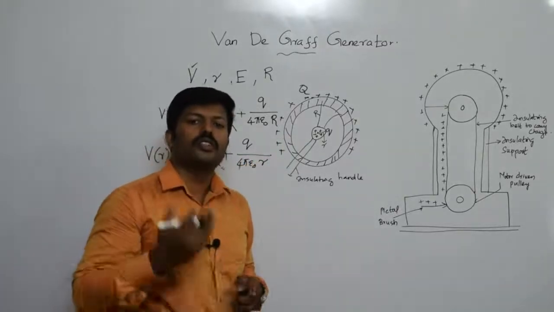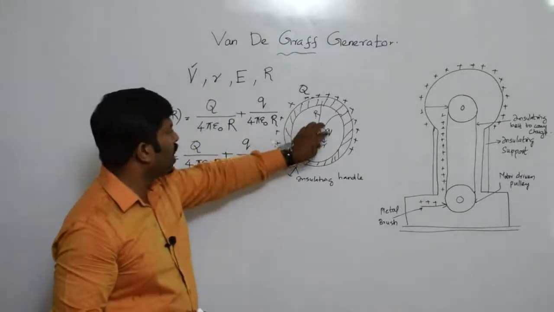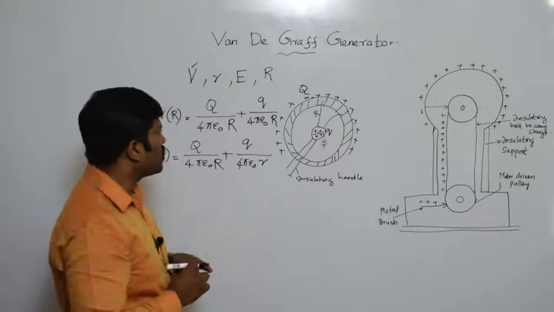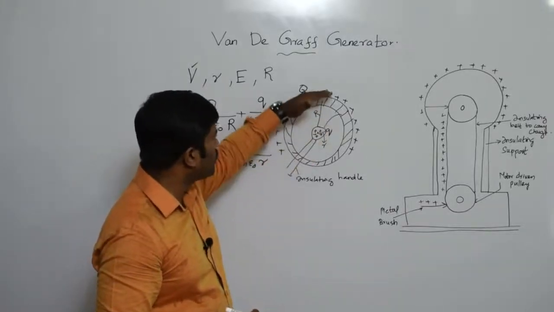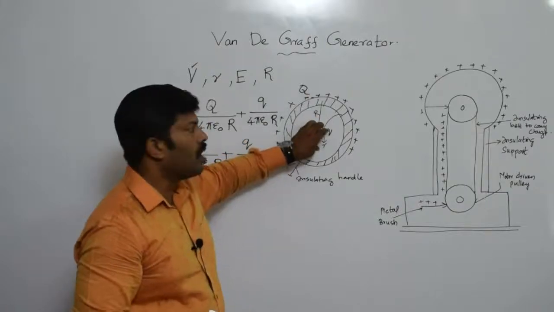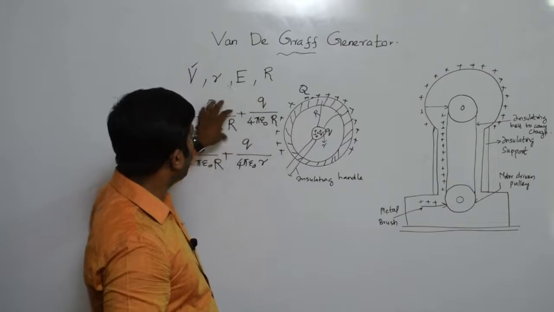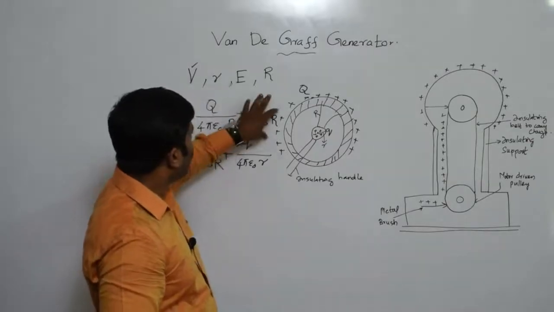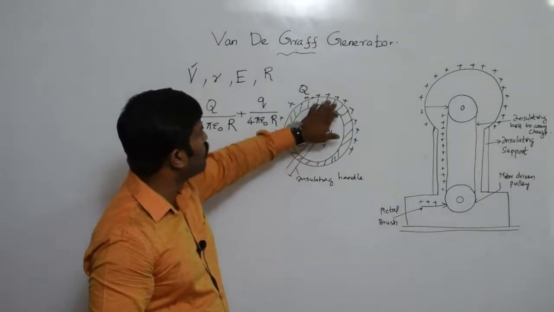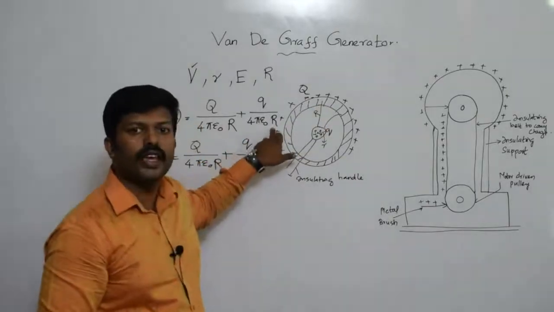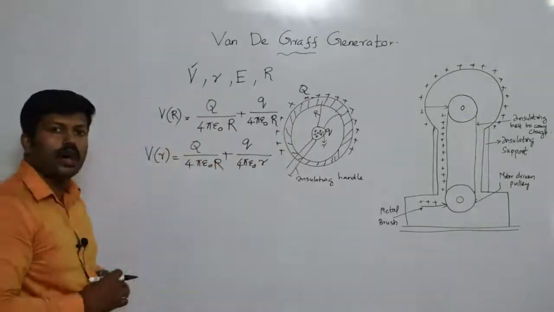Now, which sphere is having more potential? The small sphere will have more potential because it has its own potential plus the potential of the large sphere. But if you consider the potential of the large sphere, it has both potentials, but the potential of the small sphere gets reduced as the distance increases. So, the potential on the smaller sphere is larger.